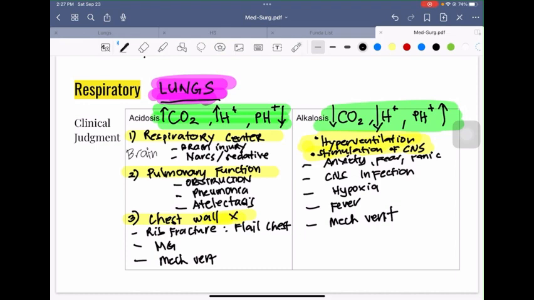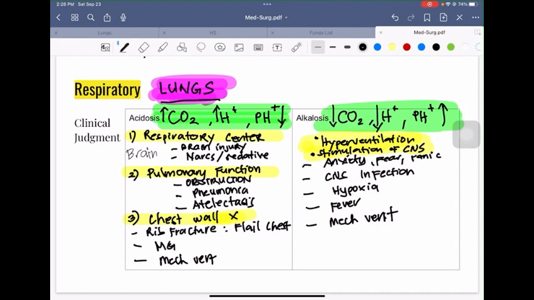Number 2, something wrong with pulmonary function. What is your pulmonary function? It's the exchange of gas, right? Oxygen and carbon dioxide, inside and out, lungs, all that. So if there's an obstruction, pneumonia, and atelectasis, what is atelectasis? It's a collapsed lung, right? So if there's something wrong with the gas exchange, like pneumonia, obstruction, or lung collapse, it's acidosis.